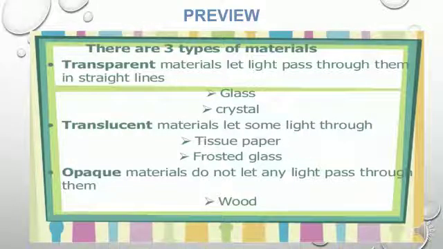Okay students, as discussed in the previous lecture, there are three types of materials that allow or do not allow light to pass through them. These were transparent materials, translucent materials, and opaque materials. Transparent materials let light pass through them in straight lines. For example, glass, crystal. Translucent materials let some light pass through them. For example, tissue paper, frosted glass. And opaque materials do not let any light pass through them. For example, wood.